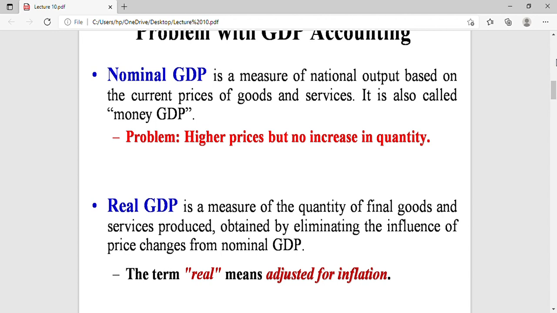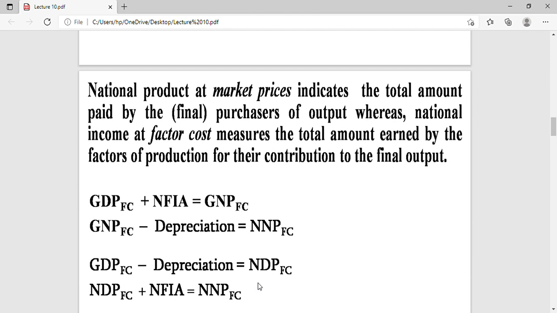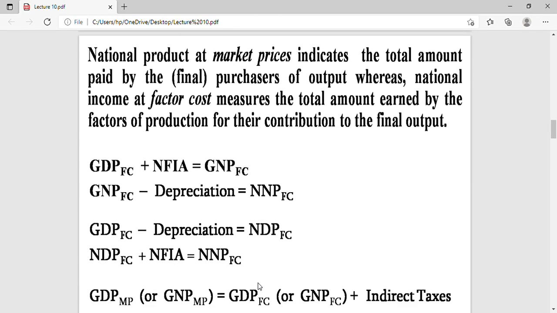So how do we come to know whether there is an increase in output or an increase in the inflation rate? For that we define real GDP. It is the measure of the quantity of final goods and services produced, obtained by eliminating the influence of the price change from the nominal GDP. So the term real means adjusted for inflation. For defining the growth rate, we actually use real GDP, not the nominal GDP.